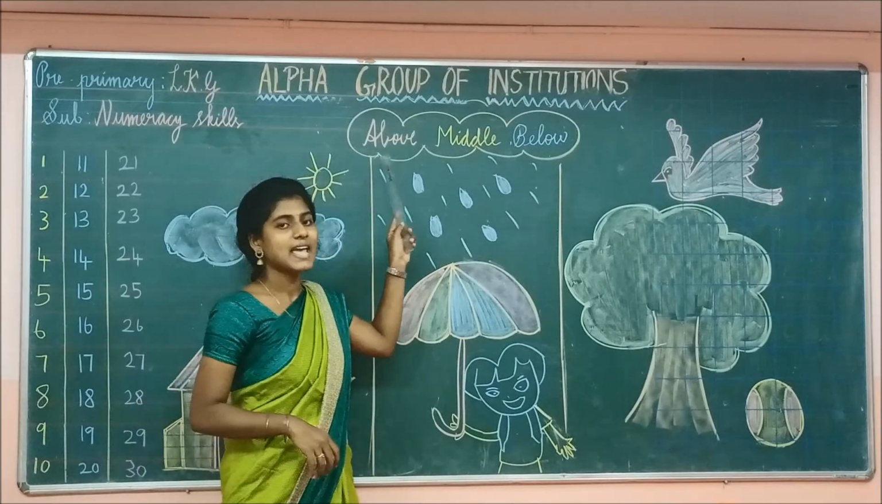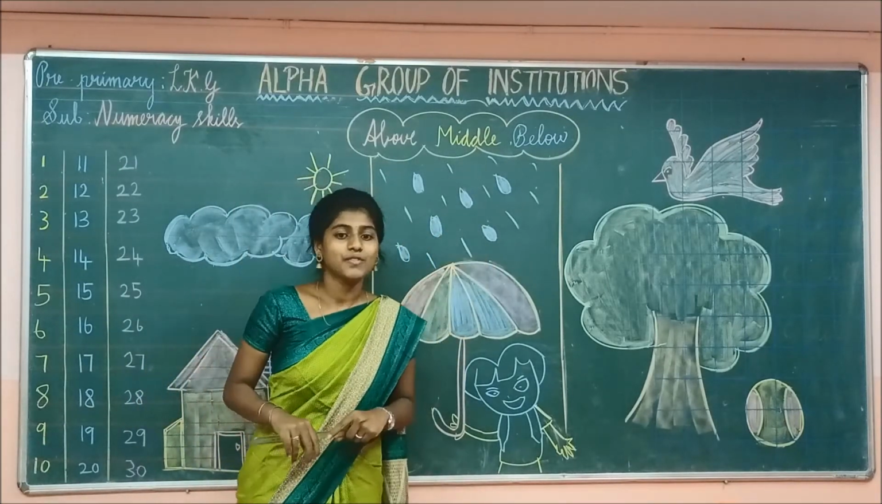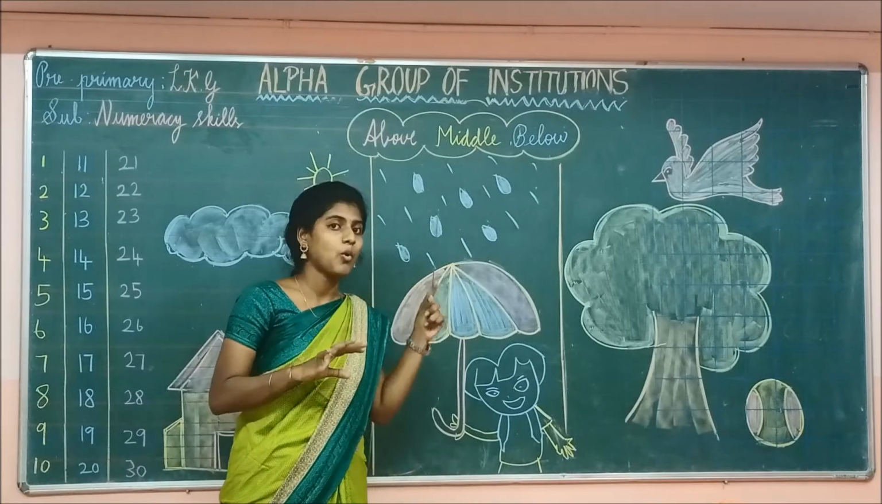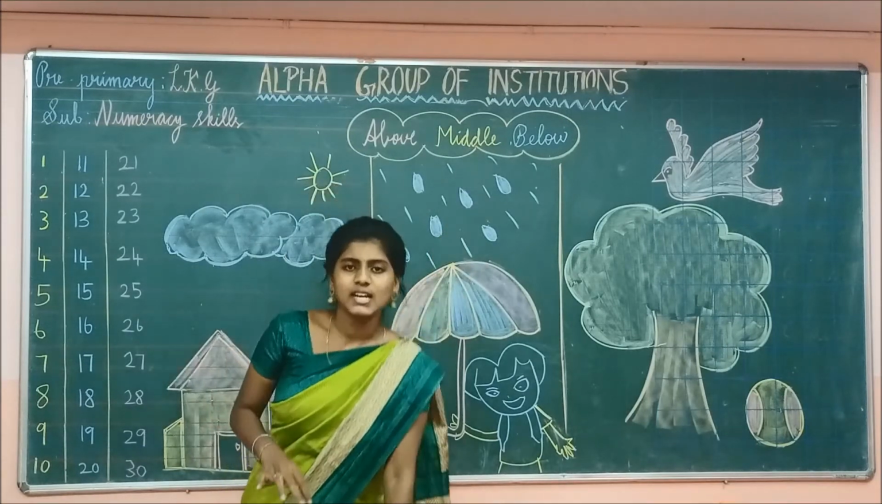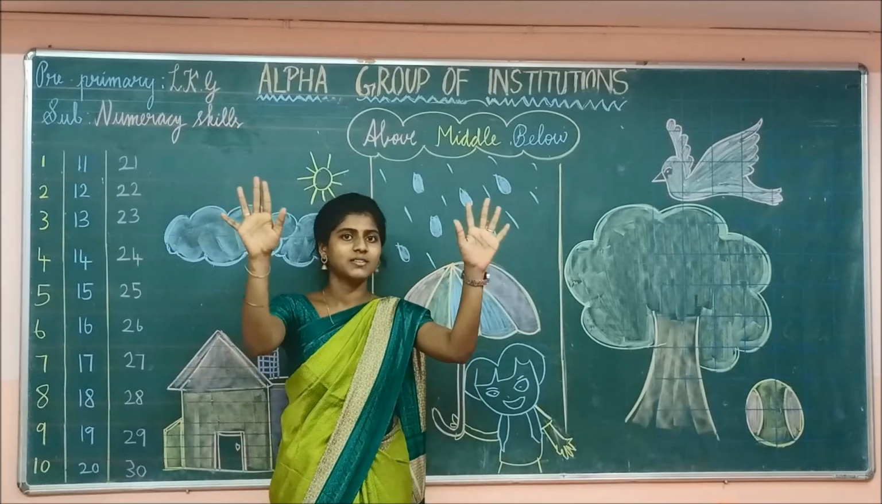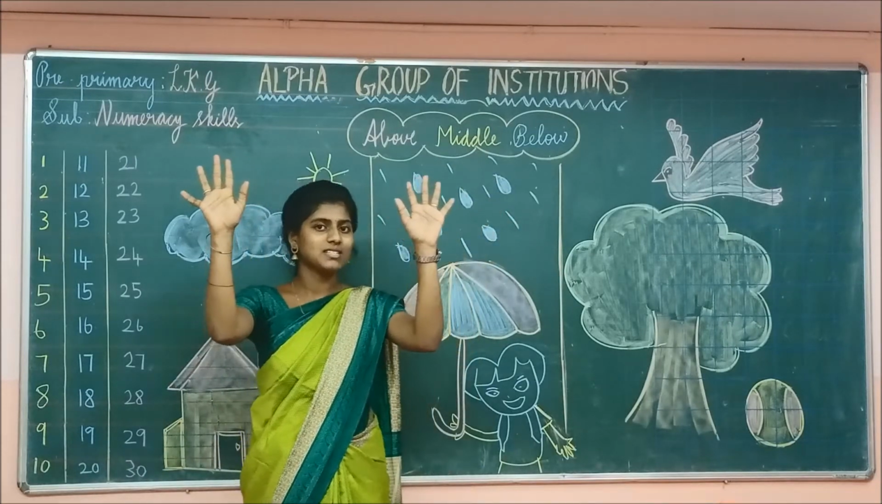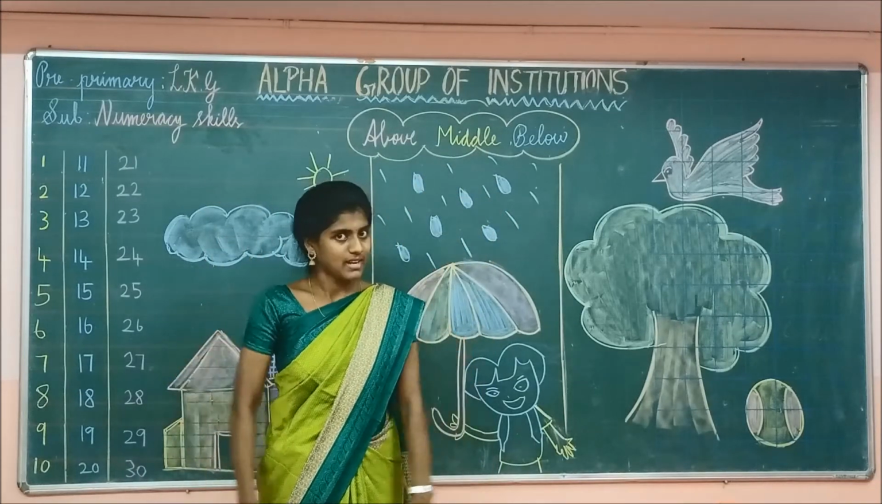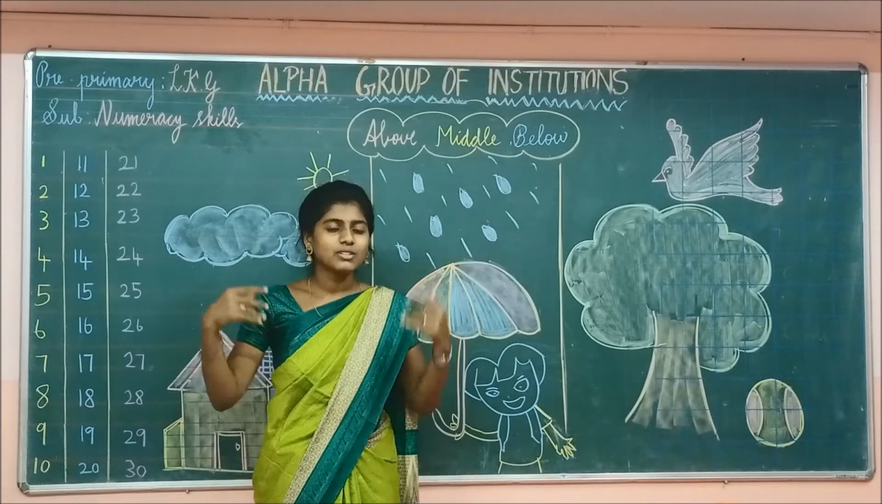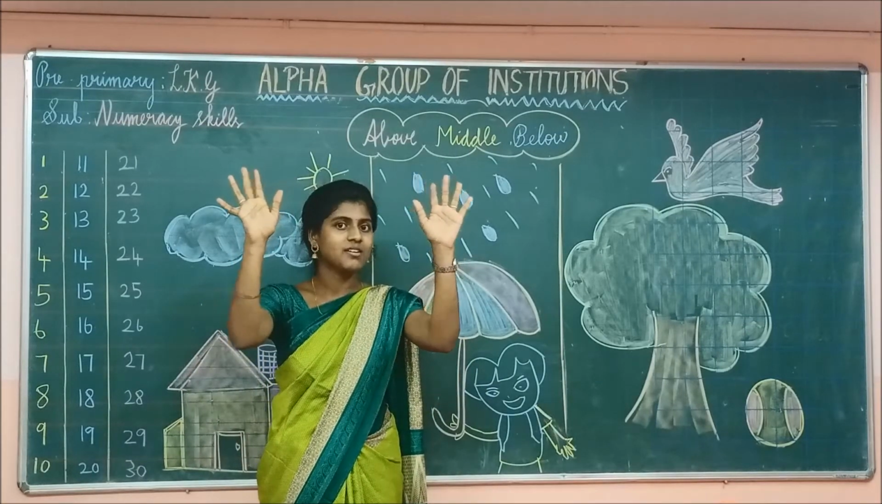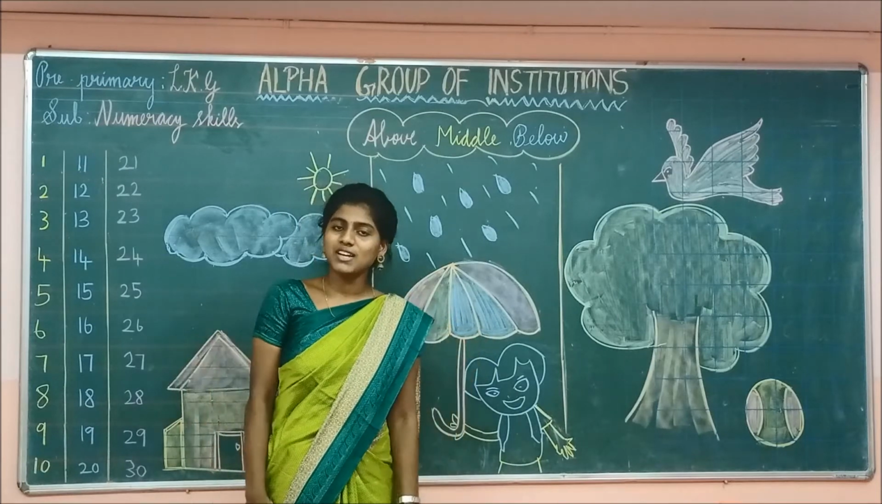Okay, what is this? Above, middle and below. We are going to learn a new topic: above, middle and below. Just raise your hands. Where are your hands? And where is your waist? And where are your legs? Point to that. Where are your hands? Where is your waist? And where are your legs?